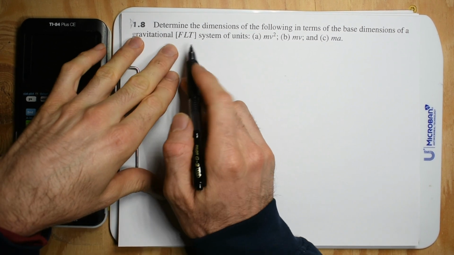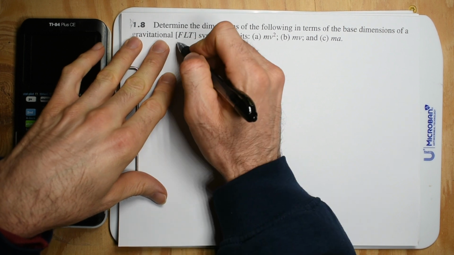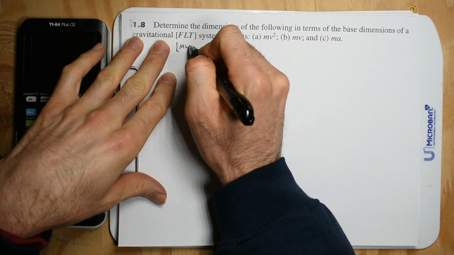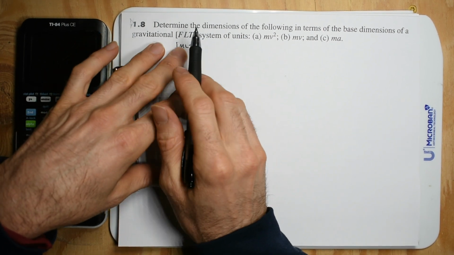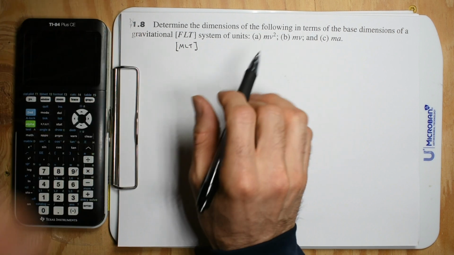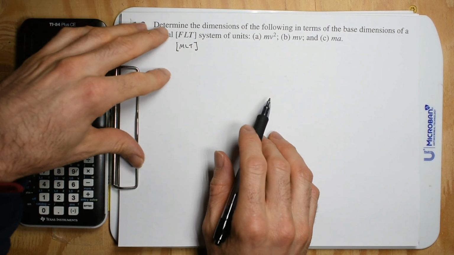So we have the FLT, and then the other system is the MLT. And anytime that you have a project like this, it's just first chapter stuff. You'll probably never use this ever again, but it's kind of interesting.